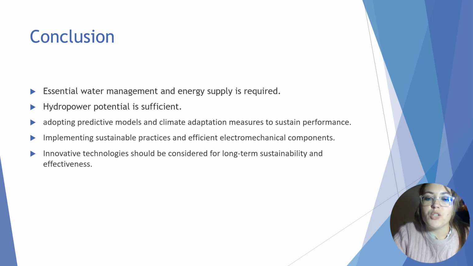The potential for hydropower generation is significant, though it is constrained during dry periods. This emphasizes the need for enhancing the dam's storage capacity and integrating advanced technologies to improve efficiency. By adopting predictive models and climate adaptation measures, the Maguga Dam can better manage the variability in water inflows and sustain its performance. The project affirms the necessity of continuous optimization of the dam's operation.